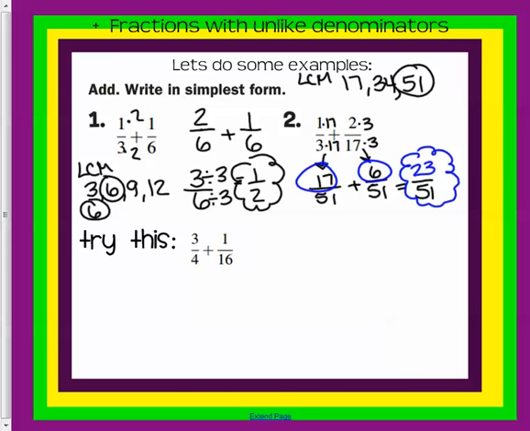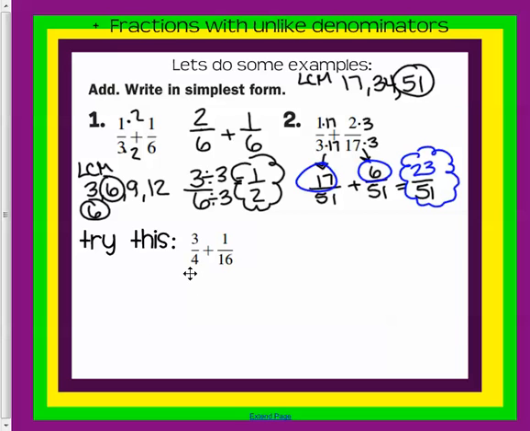Okay, now's your chance to try these. Try this: 3/4 plus 1/16. See if you can figure out what their common denominator is and then add them. I'll be back in just a second to show you what I did.